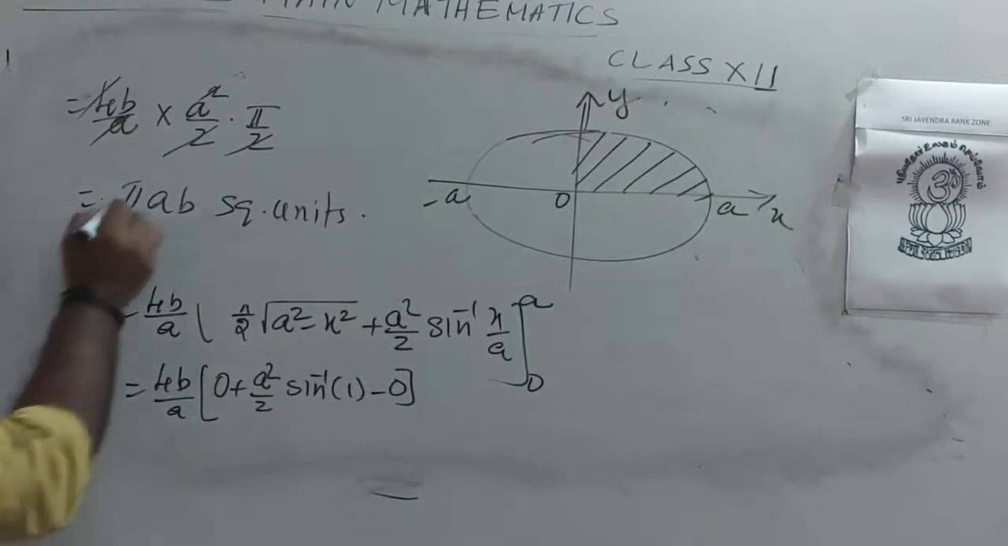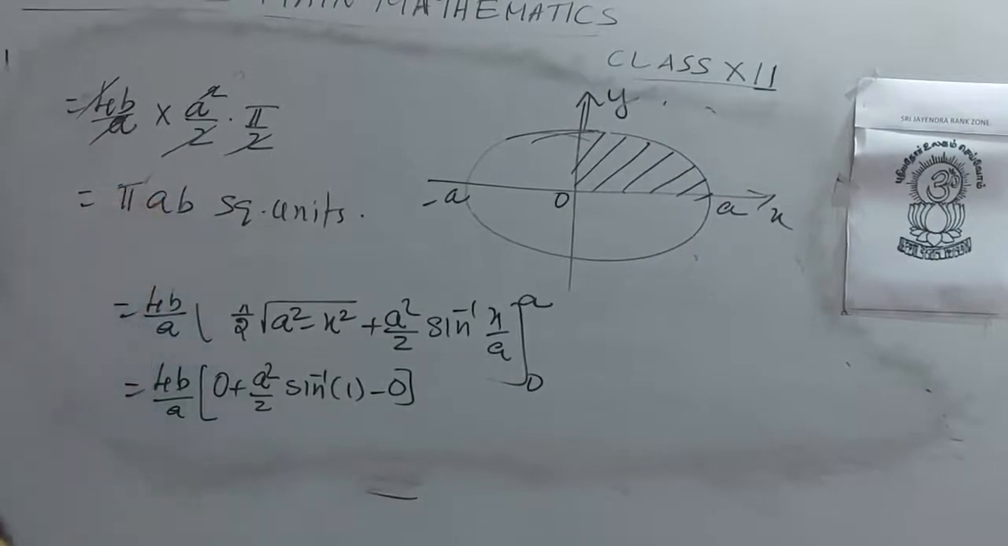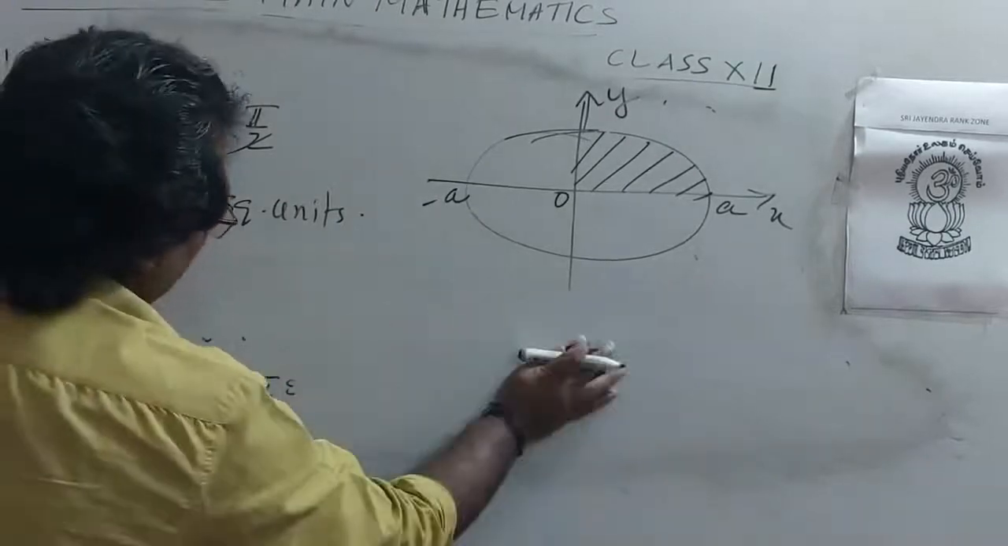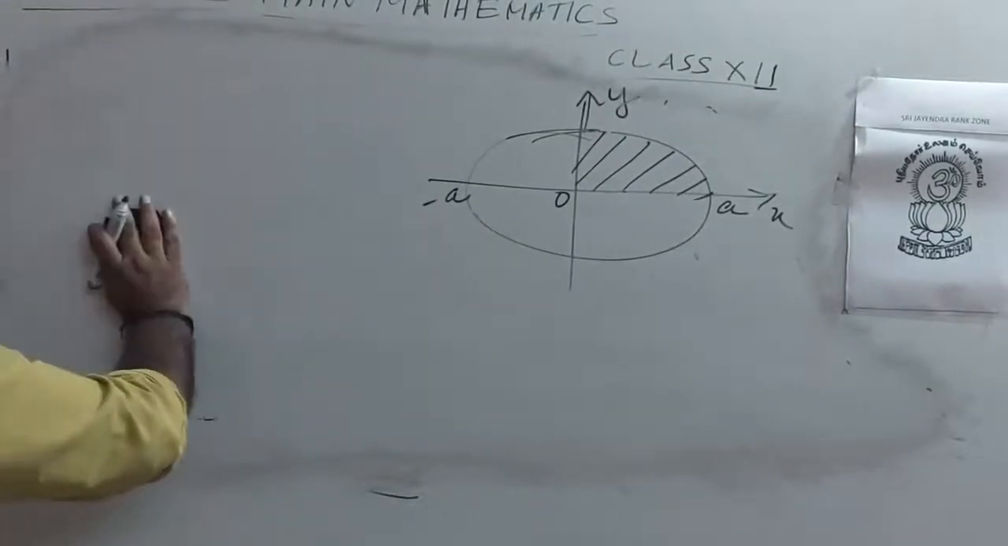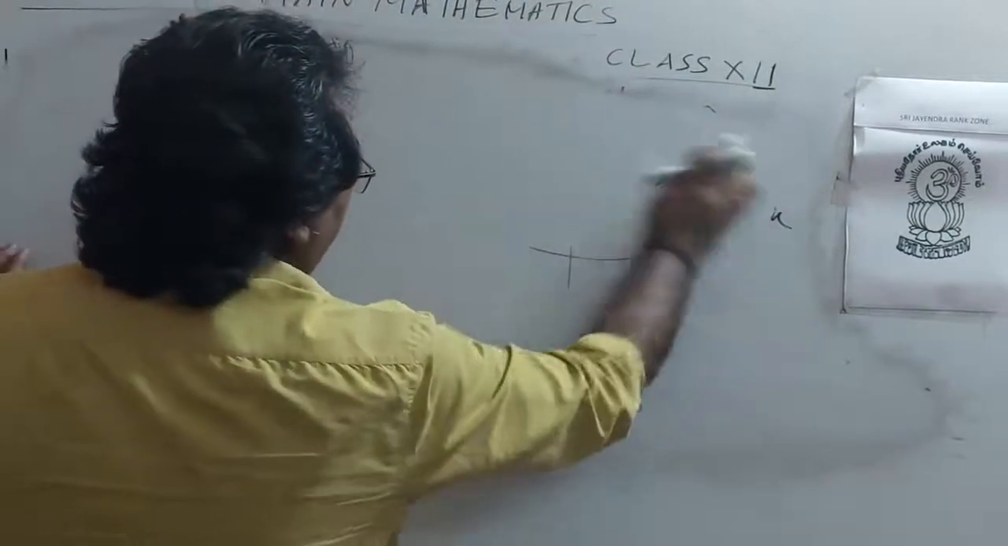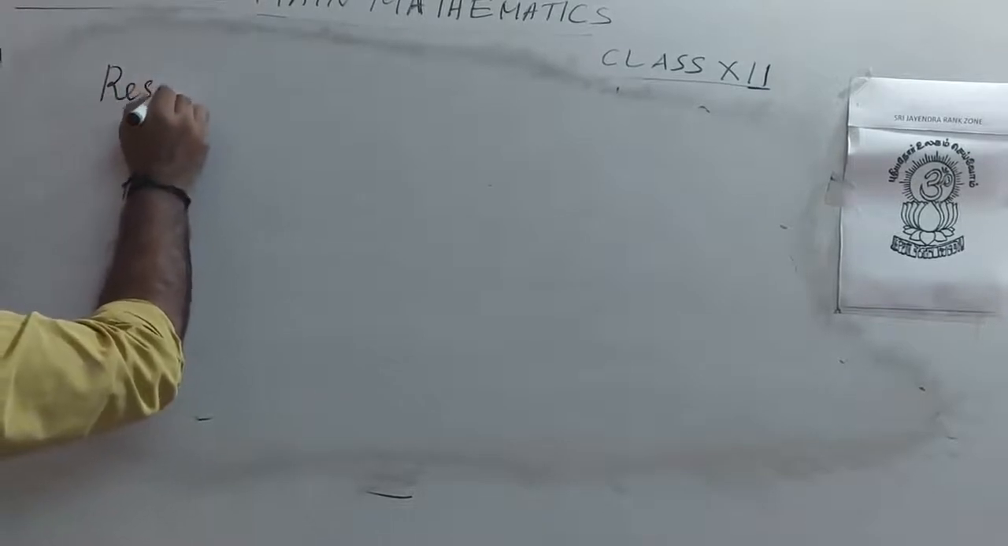You remember this as a standard result. The area of the ellipse means pi a b square units. You can remember a few such results.